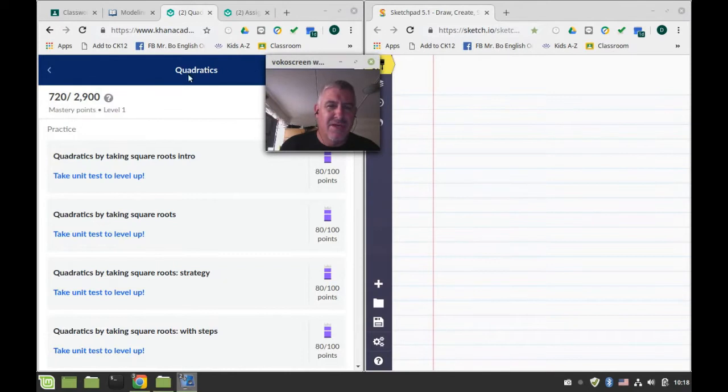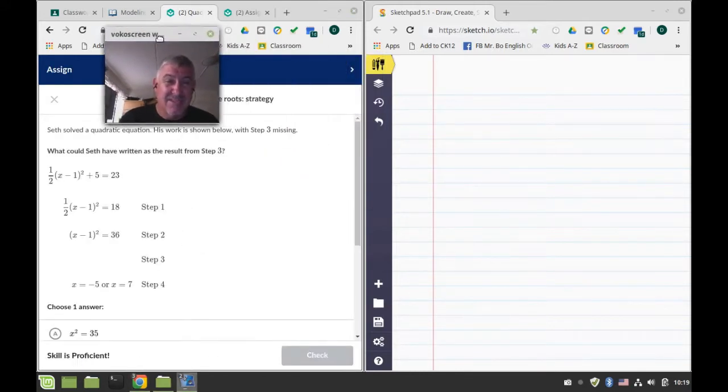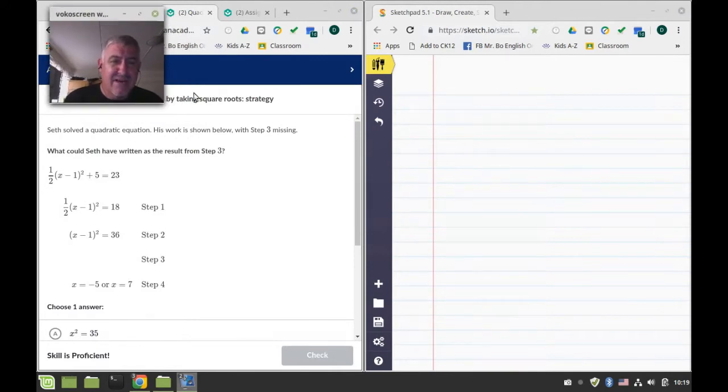We're running through the quadratics unit in Khan Academy Algebra, and we're in the lesson on quadratics by taking square roots. We're on video number 3 for practice number 3, which is the quadratics by taking square roots strategy. So we're going to be looking at some error correction, finding the errors. Which is an advanced skill. It's more difficult than solving.